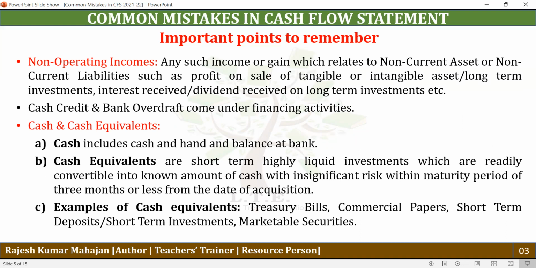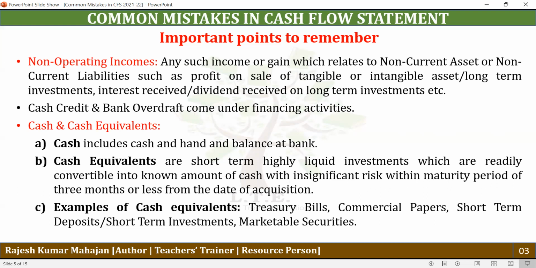And for this, we don't have any account in the balance sheet, just like we have seen in the case of non-operating expenses. So under this heading, we can have certain examples, just like profit on sale of tangible assets or intangible assets, long-term investment, or interest received, dividend received on the long-term investment, etc. So profit or loss on the sale of intangible assets and tangible assets, as well as on the investment, all these belong to your non-current assets and non-current liabilities.